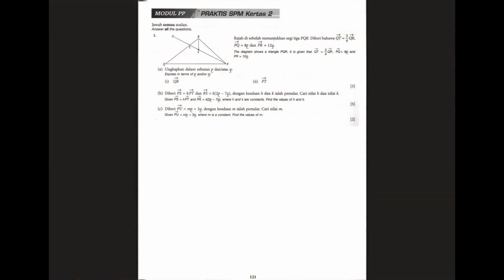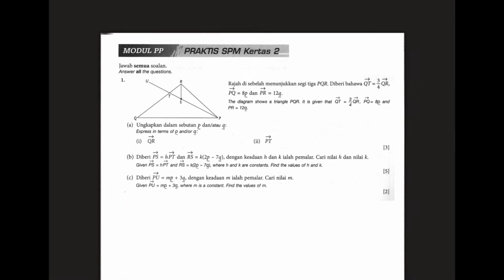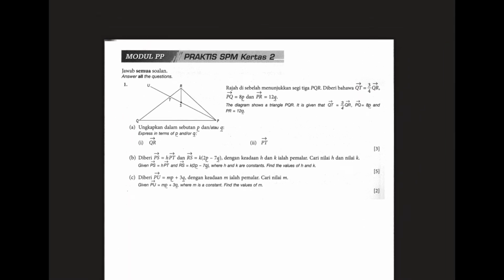Okay, so paper 2, vector. Now what we can see here is, let's see, answer all the questions, and then you can see the question here. The diagram shows a triangle PQR. So you see, PQR. It is given that QT equals 3 over 4 QR. So you can see QT is 3 over 4 QR.